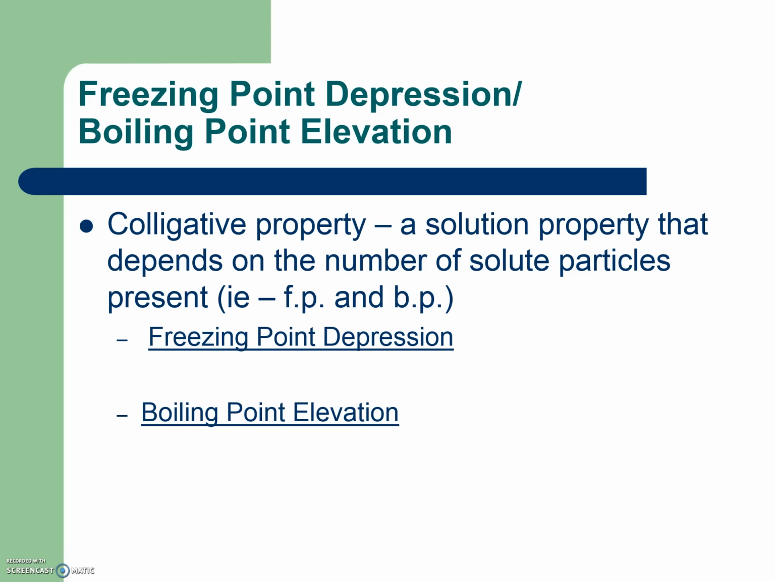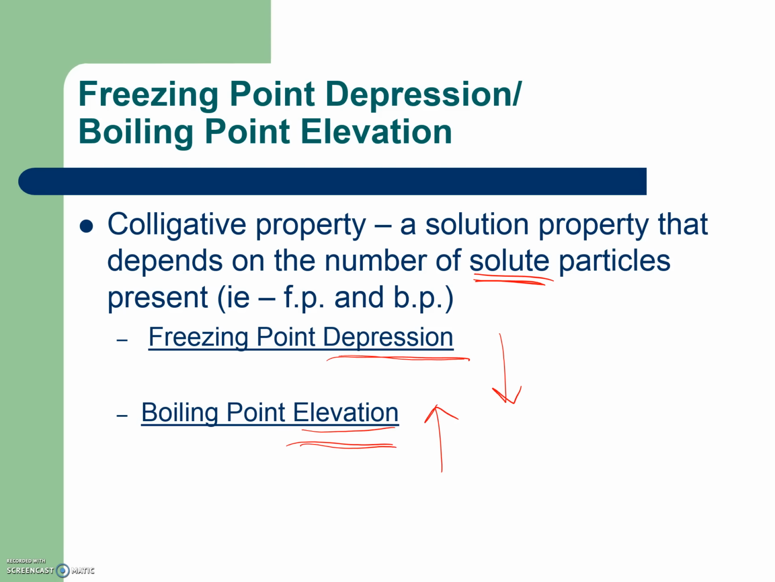A colligative property is a solution property that depends on the number of solute particles present. For example, the freezing point and the boiling point. So when we add a solute, something that we dissolve, into a solvent, very often, 95% of the time, we're talking about water, the freezing point depresses, meaning the freezing point gets lower, or the boiling point elevates.